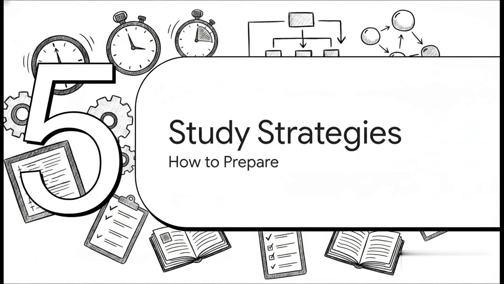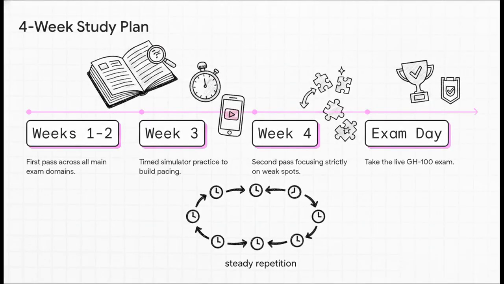All right, let's jump into Section 5, Practical Study Strategies. Here is how you can structure your prep without wasting any of your precious time. We highly recommend this 4-week roadmap. For weeks 1 and 2, do your first pass across the main domains. In week 3, get into timed simulator practice. By week 4, do a second pass strictly targeting your weak spots. Then, it's exam day. Remember, steady repetition matters way more than cramming.